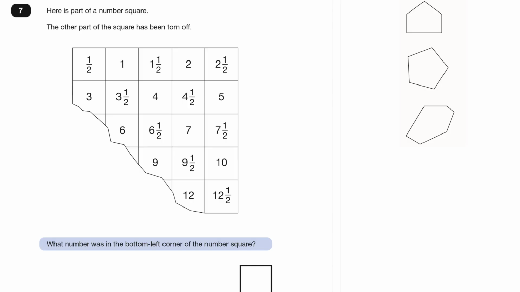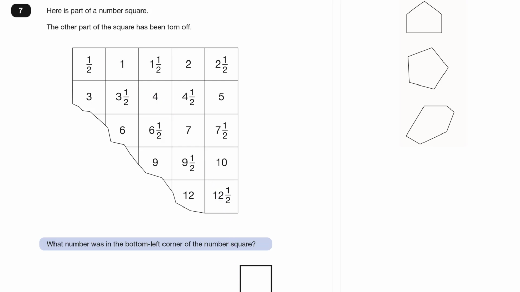Question 7. Here is part of a number square. The other part of the square has been torn off. So you can see we've got a number square and then a ripped off bit here. What number was in the bottom left corner of the number square? So it wants us to say what number went here. And we're going to have to use the clues of this square.